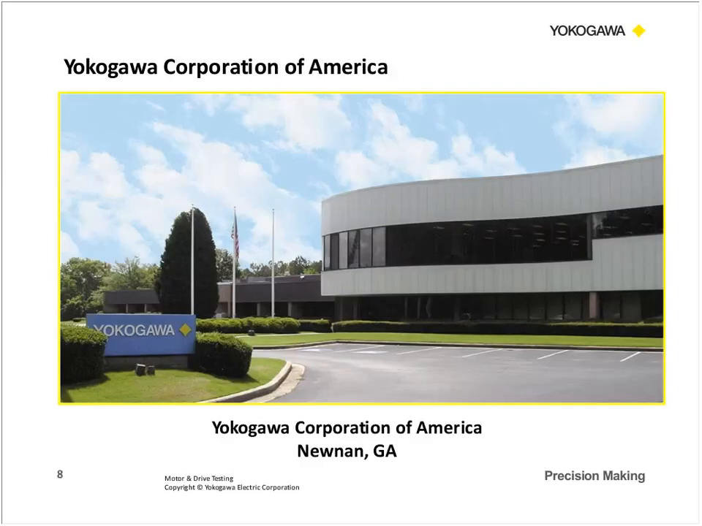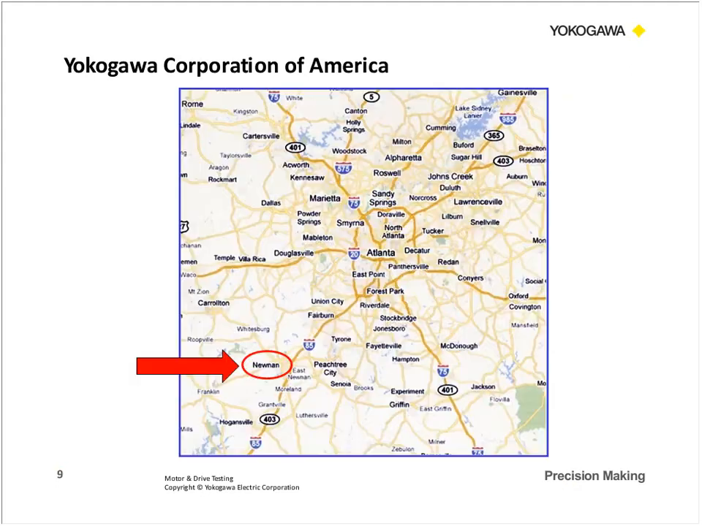This is our facility where we're coming from today in Newnan, Georgia. Where's Newnan, Georgia? Well, we know where Atlanta is. We're just down Interstate 85 a little bit from Atlanta. So we're close enough that we can go to Atlanta when we want to, but we don't have to go there all the time.